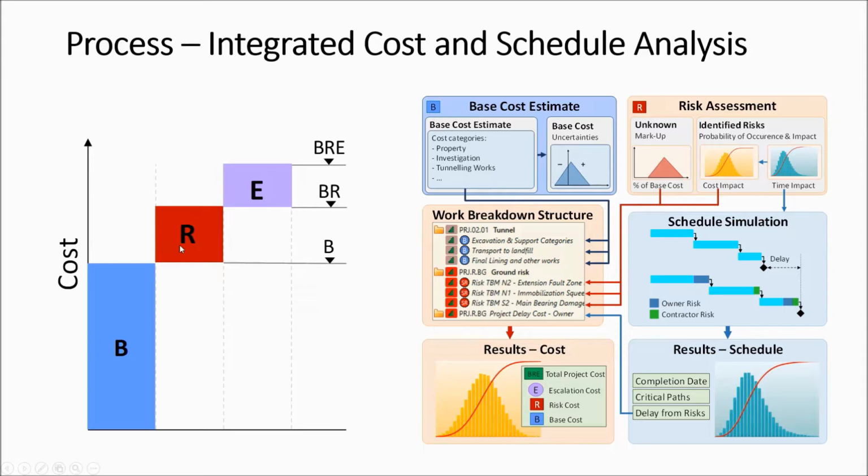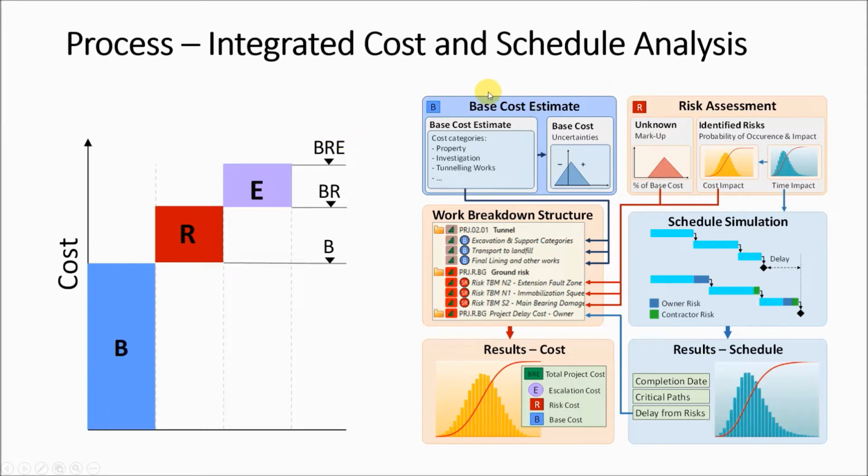And then on top of that, we add escalation, which accounts for the future market development in terms of price increase and also in terms of when you spend your money. Because if you build your project next year, your escalation cost will be much smaller than when you build it in 15 years. The three of them together are called BRE, which is the total project cost. Now let's look into the process.